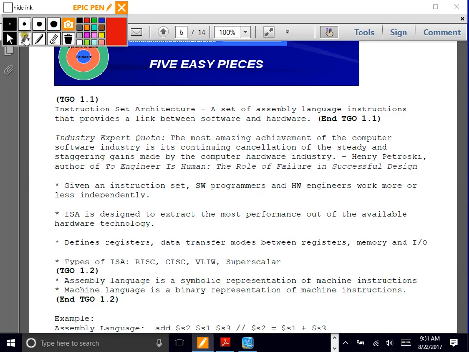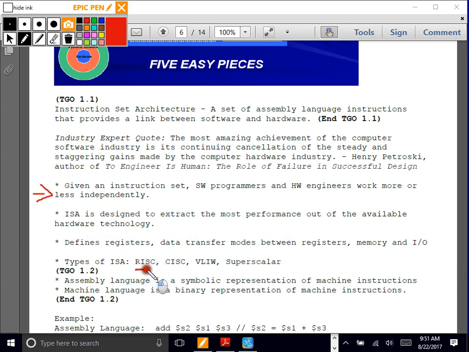So basically, the whole goal is, given a specific instruction set, the hardware engineer designs to the instruction set, and the software engineer designs to optimize to that instruction set as well. So that gives you a common goal. An instruction set architecture is designed to extract the most performance out of the available hardware technology.